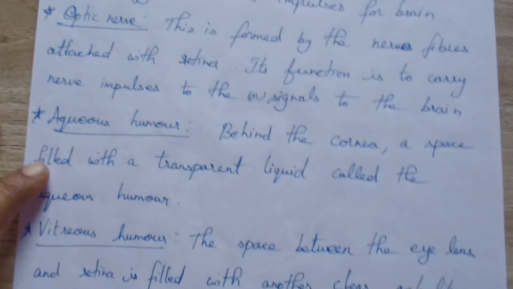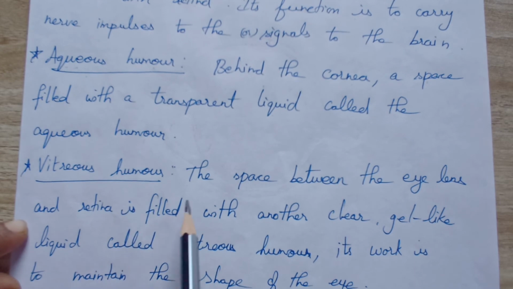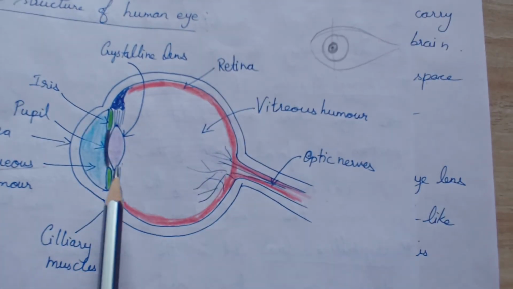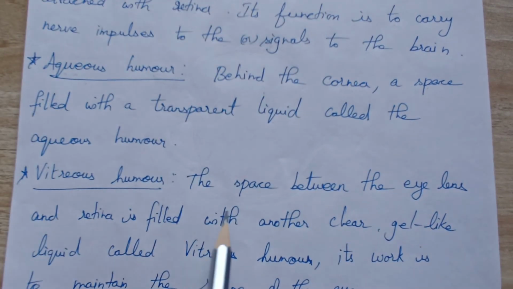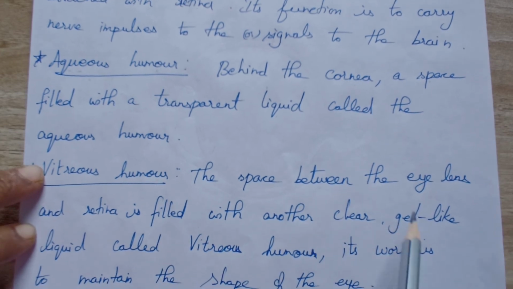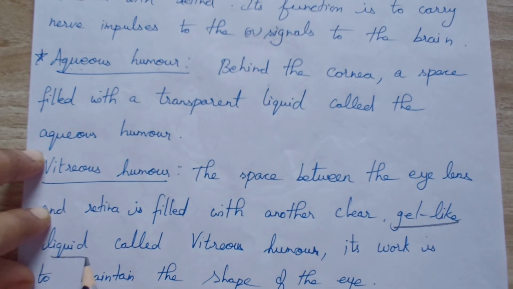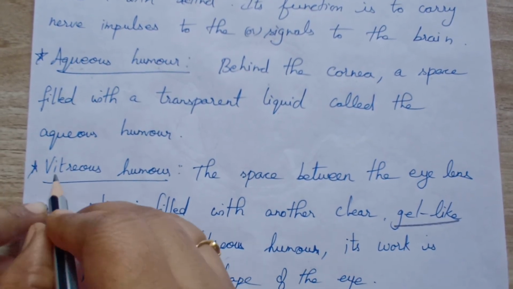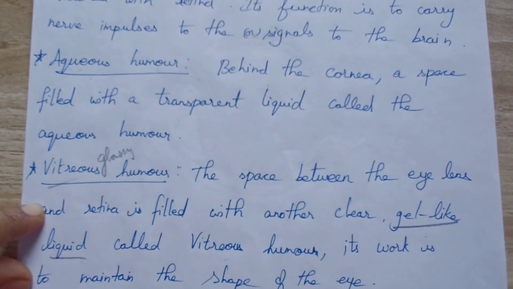Then the last part of the eye is the vitreous humor. You know where it is present: between the lens and the retina, okay. So the space between the eye lens and the retina is filled with another clear gel-like liquid. Here it is a gel-like liquid, not a watery liquid, called vitreous humor. Vitreous means glassy, so that light can pass through it, okay.